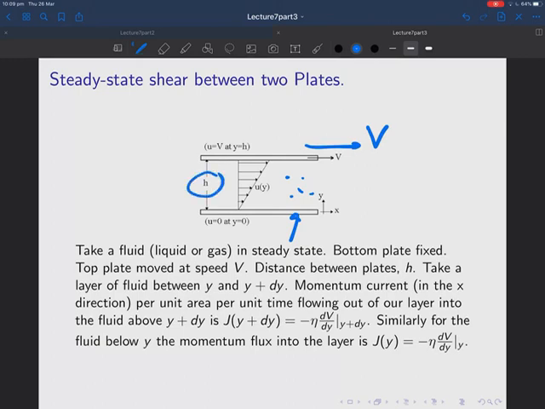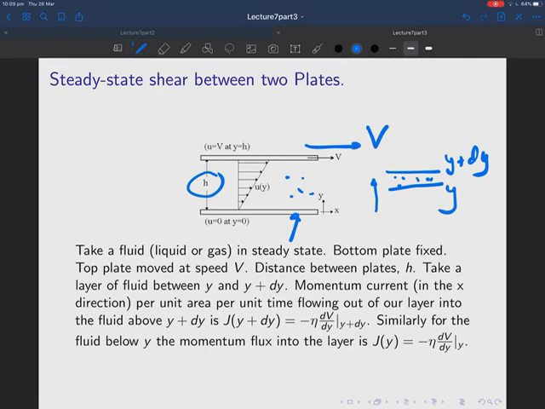And we're going to take a layer of fluid between y and y plus delta y. So y is the up direction here. This is y, and this is y plus dy. I'm going to look at a layer of fluid just in here. What's happening to it? It's flowing along at some velocity, given by u of y in this diagram. And we're going to look at the forces on it.